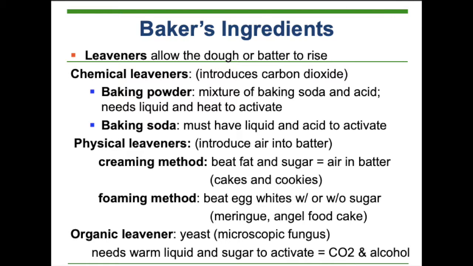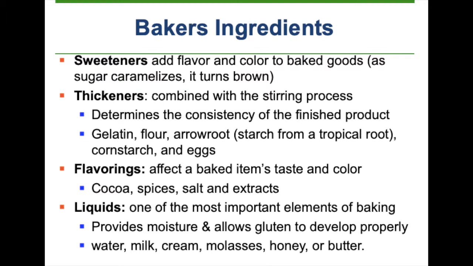The foaming method, you beat egg whites, and you can do it with or without sugar. Angel food cake is an example that uses that. Organic leavener yeast is a microscopic fungus. It's alive, that's why it's organic. It needs warm liquid and sugar to activate. And when it activates, it gives off carbon dioxide and alcohol. Other baker's ingredients, sweeteners, they add flavor and color.